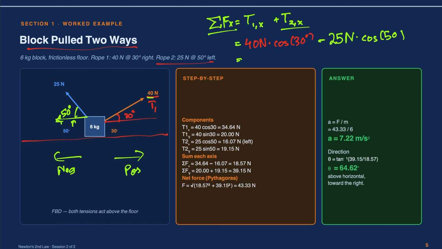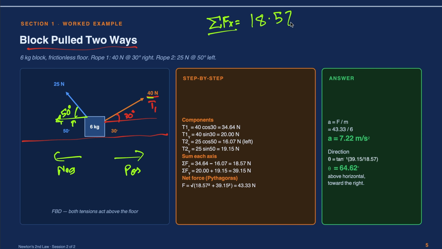So you're going to have to pull out your calculator to do some math here. 40 times cosine of 30 minus 25 times cosine 50 to get around 18.57 newtons. Okay, this is net force in the x direction. So I'm going to erase all of this so we can have more space here. 18.57 newtons. Now I need to do the same thing but in the y direction.